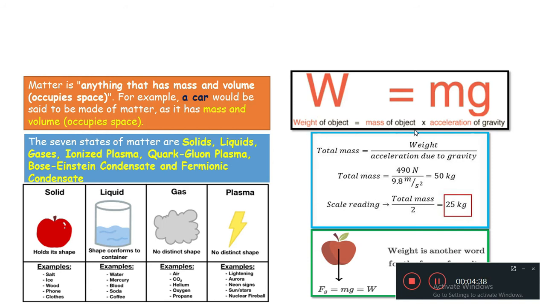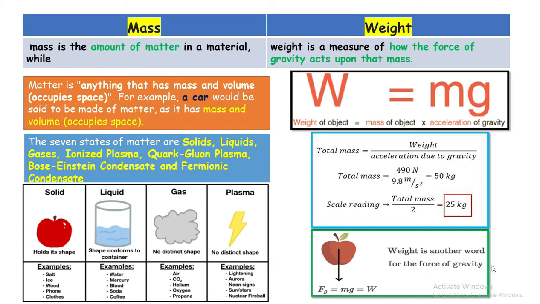Suppose, like we have seen in the previous slide, if we have to find out mass, where the weight is 490 newton, we divide it by 9.8, we get 50 kg. Mass is the amount of matter in a material, while weight is a measure of how the force of gravity acts upon the mass. So observe this: how the force of gravity acts upon the mass. So the weight is another word for the force of gravity.